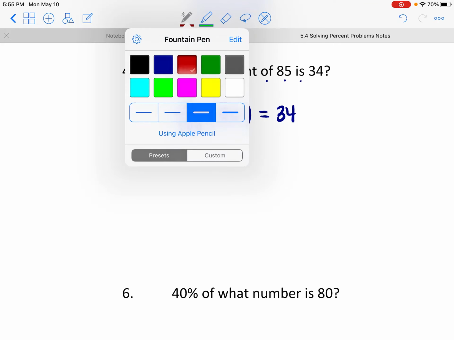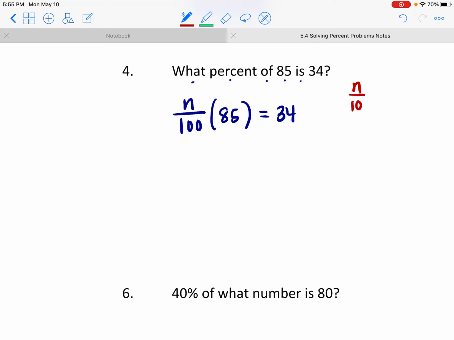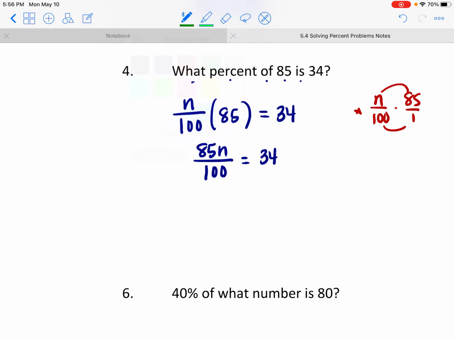So again, this n over 100 being multiplied by 85 is 85 over 1. So 85 over 100. Put a little star. Okay, so this is 85n over 100 equal to 34. So I'm going to multiply by 100 to get rid of the divide by 100. And you can see the commonalities in these problems, right? So now I have 85n equal to 34 times 100, which is just going to be 3400.